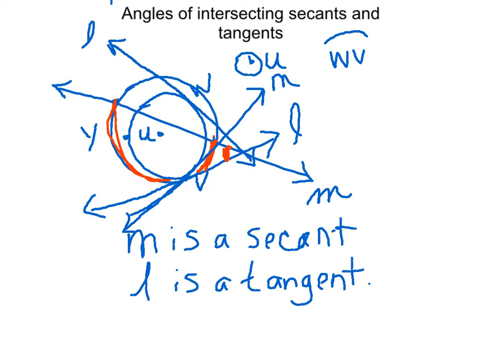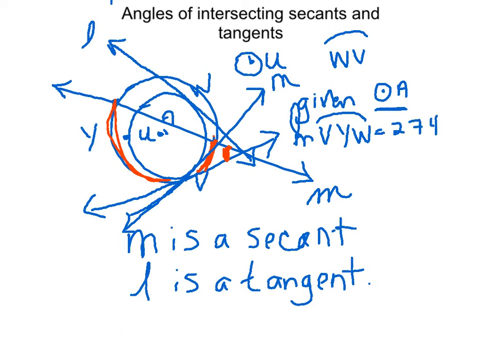Alright, so let's say we have this given information. We have circle A, and I'll just put in that center. That's the notation. When you see this notation, remember that it tells you that A is the center of the circle. We also know that the measure of arc VYW is equal to 274, and our task is to find the measure of angle VXW.